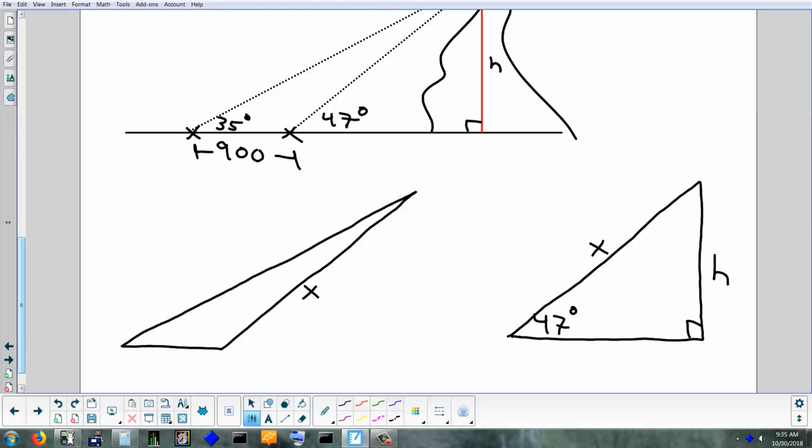Okay, so let's label what we know in this other triangle. We know this side is 900. We know this angle is 35.